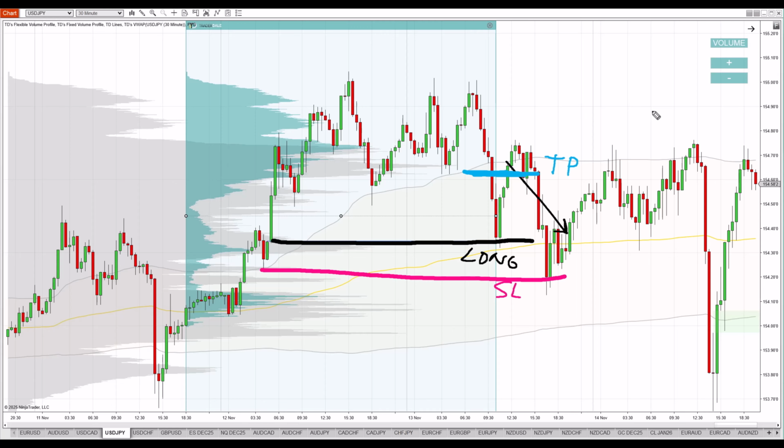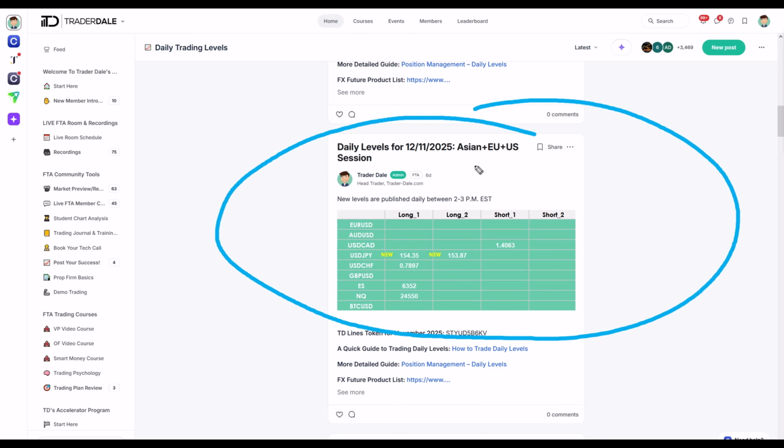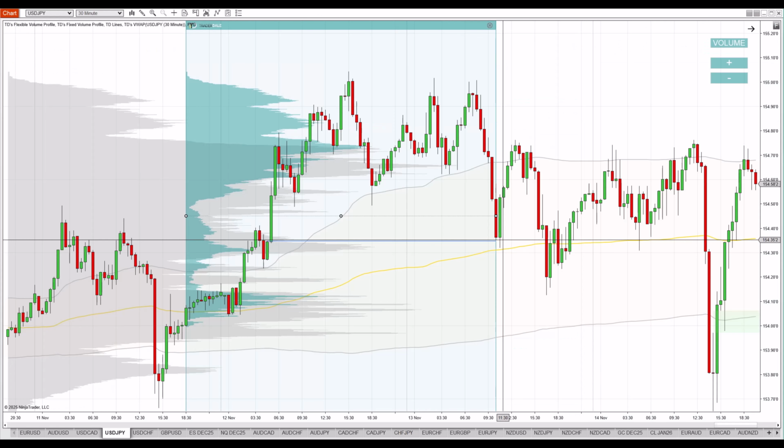By the way, this level and all the levels that I trade are not just levels that I pick randomly from the chart, but levels that I actually publish to members of our trading course. They can trade those alongside me. Let me show you real quick. So this is our members area, and this is that prediction, the levels that I posted for that day. And as you can see in here, there was that level on the Japanese yen, 154.35. See, here it is, 154.35. So that's the long from that prediction table that I post for members every day.